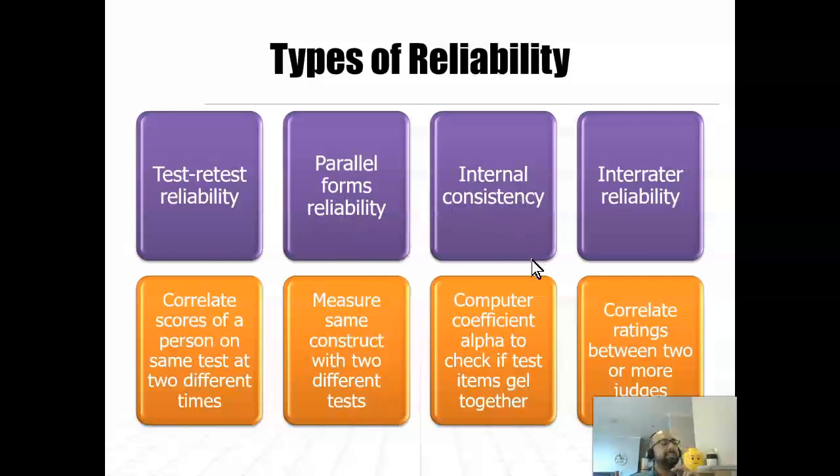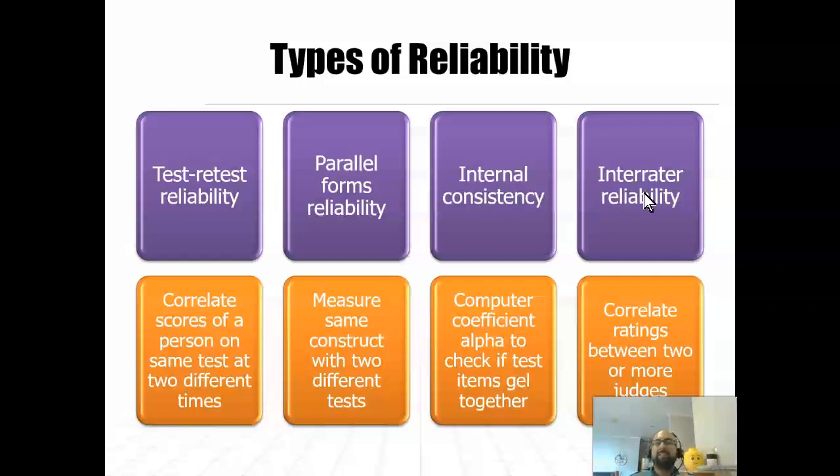Then we have internal consistency. We compute something called coefficient alpha to work out if test items gel together. So if you have 7 questions about, say, customer orientation, all 7 questions should give approximately similar answers. This tends to be common, especially for questionnaires, but also for interviews and assessment centers. Basically, any context in which you're asking someone for information about a construct multiple times, it should be consistent.